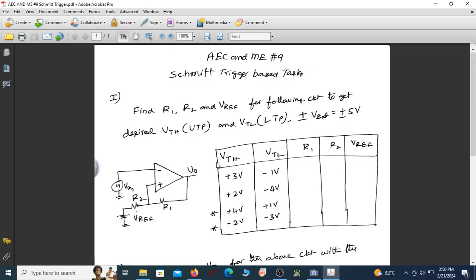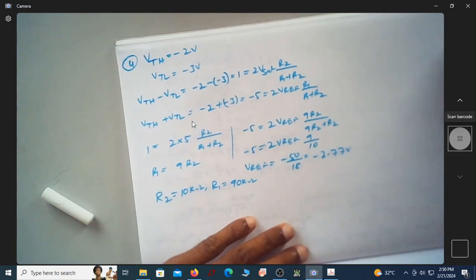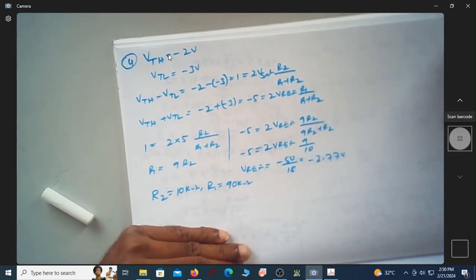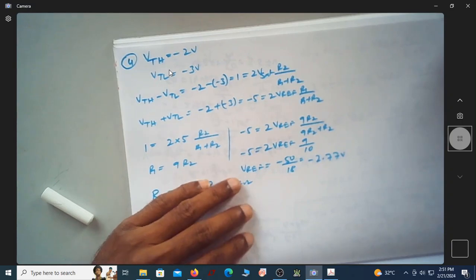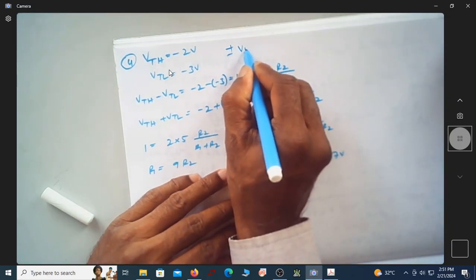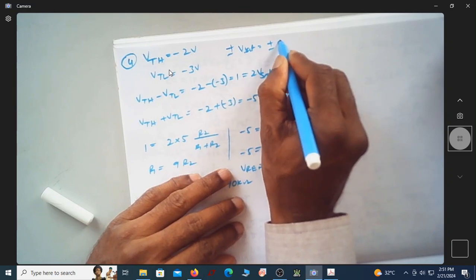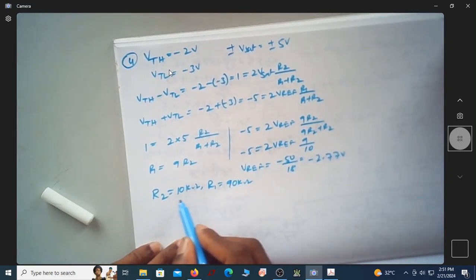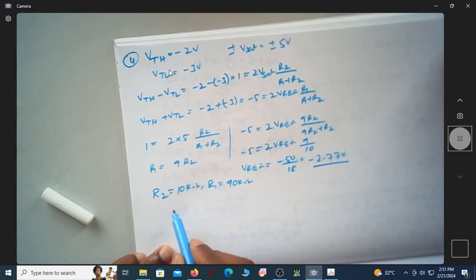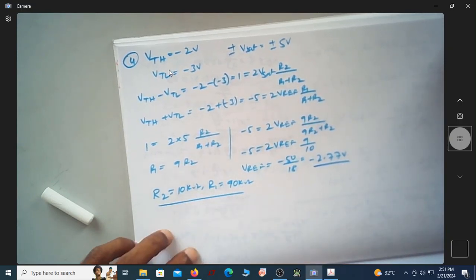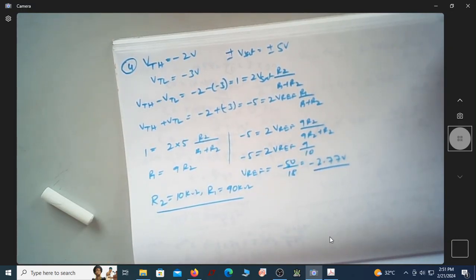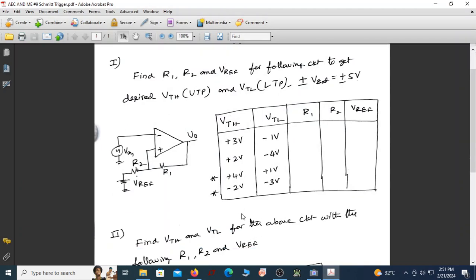That's the requirement, or the property, of this inverting Schmitt trigger. VTH can never be lesser than VTL. Keeping that in view, we find R1 and R2 for these VTH and VTL, assuming plus or minus Vsat as plus or minus 5 volts. We got the reference voltage as -2.77, and 10k and 90k as the R1, R2 values. It was also asked to write the transfer characteristics for these two.